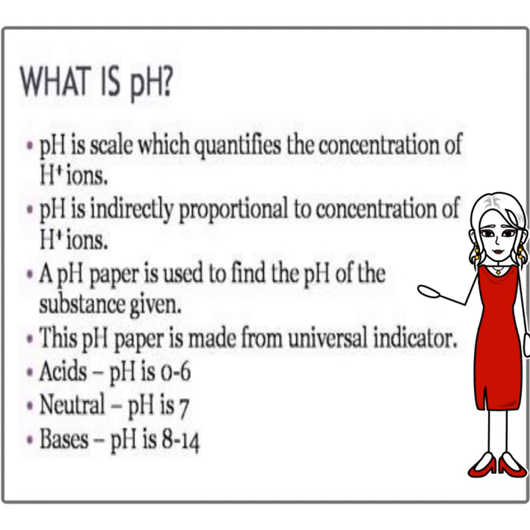Acids: pH value is between 0 to 6. Neutral: pH value is 7. Bases: pH value is between 8 to 14.